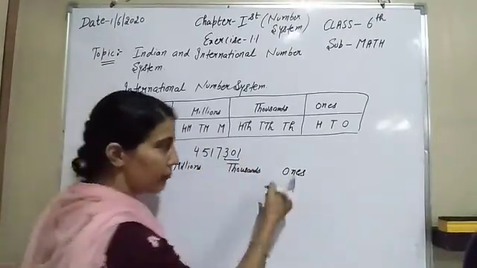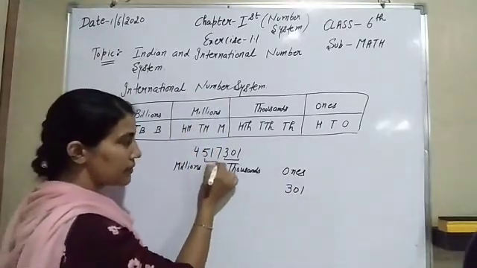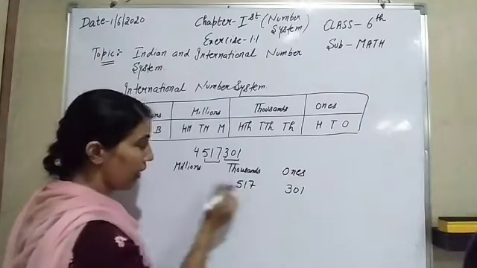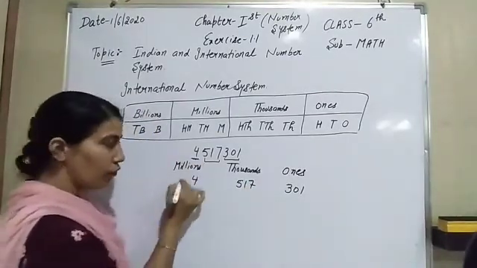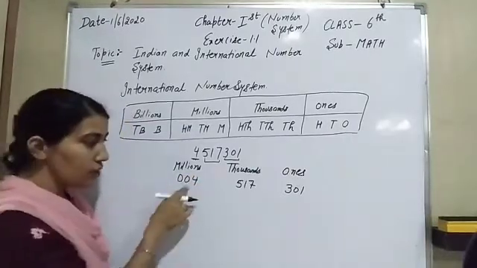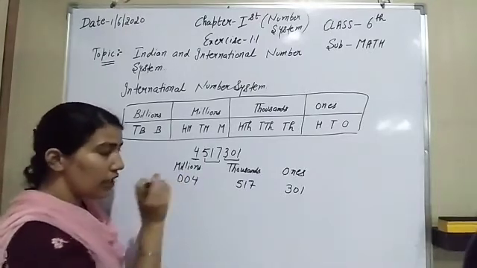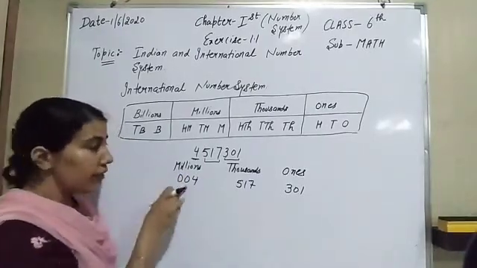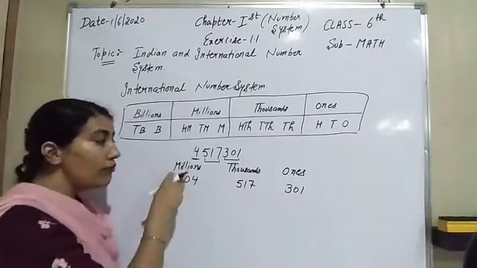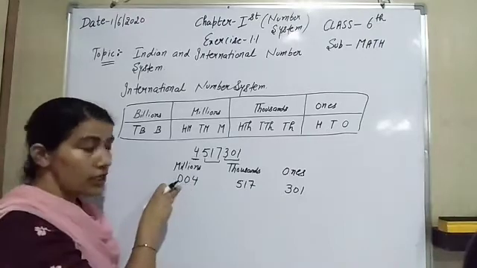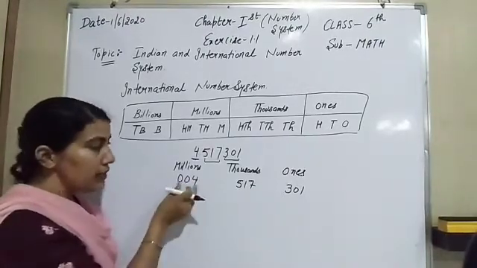Let's start from here. The last 3 digits at the ones place: 301 is there. 3 digits at the thousand place: here is 517. And 3 digits in the million place, but only 1 digit is there. So you can write only the digit 4, or you can write 2 zeros on the left side. It's up to you; if you need it, you can write it. There is no compulsion to write the 2 zeros.